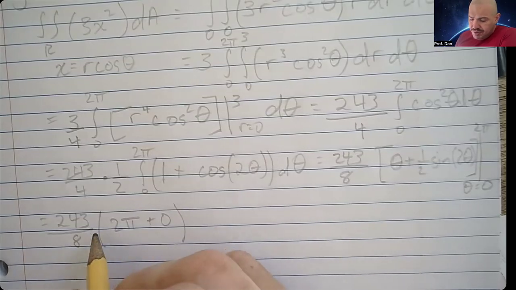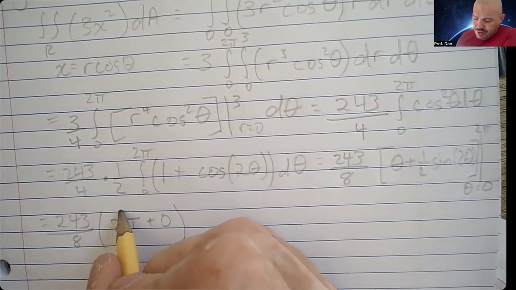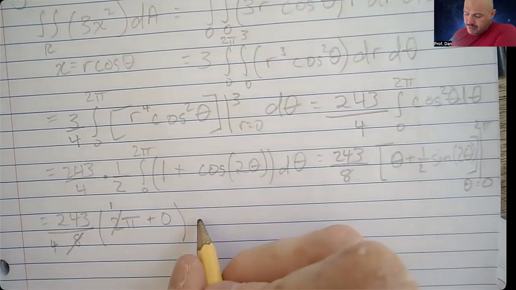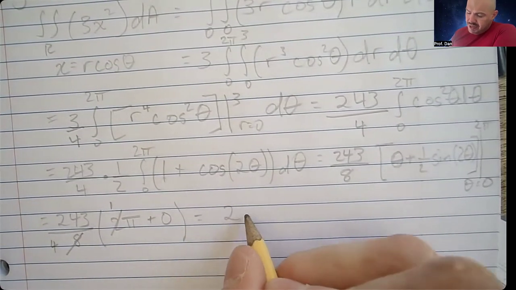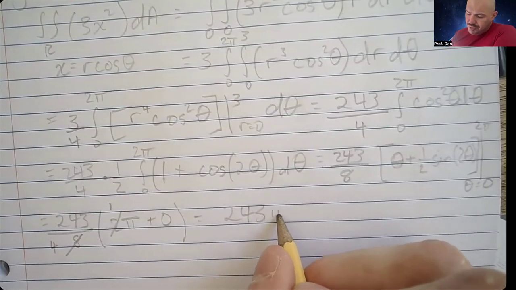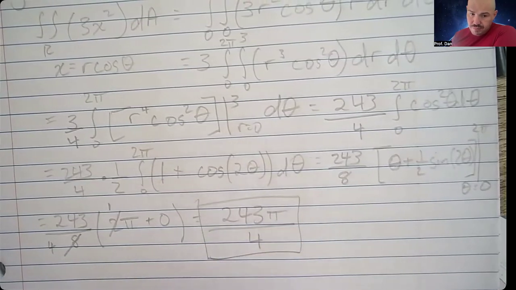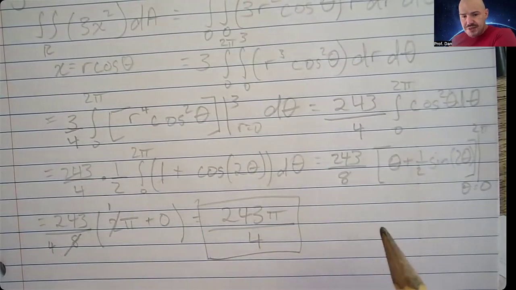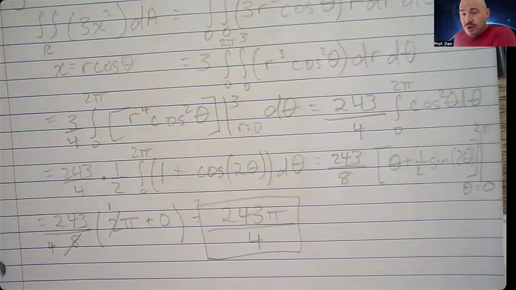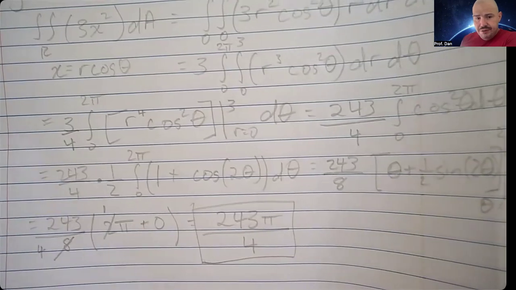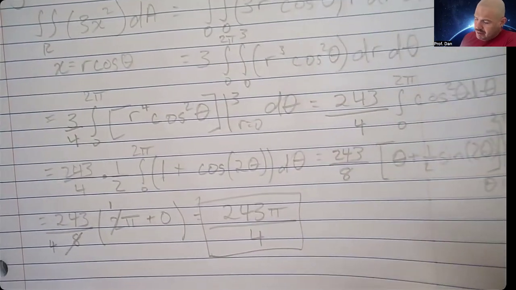So lastly, if I multiply this, I can actually simplify 2 over 8 to be 1 over 4. Multiply by the pi, and I get 243 pi over 4. And that's our answer. That is the amount of work that's done by that force over that path. And we didn't even have to do a line integral. All right.